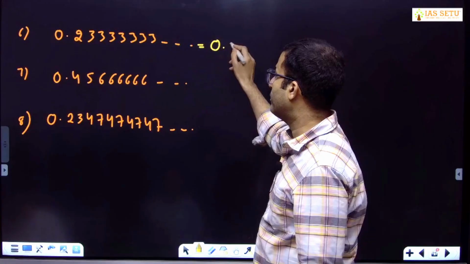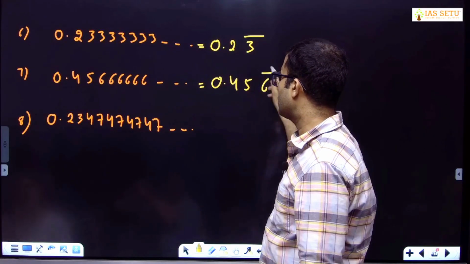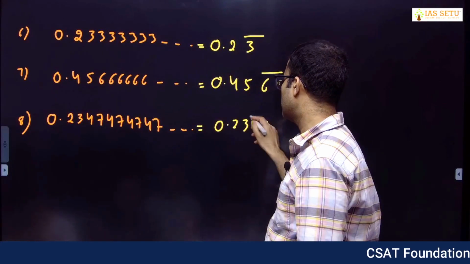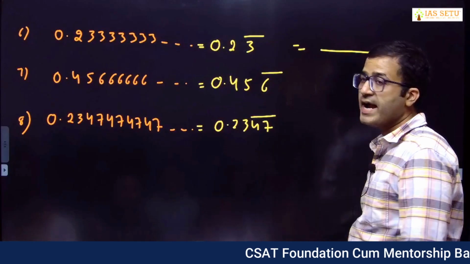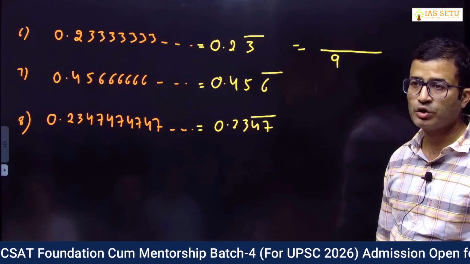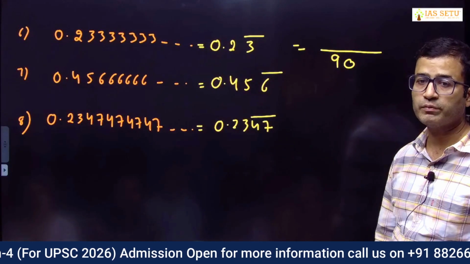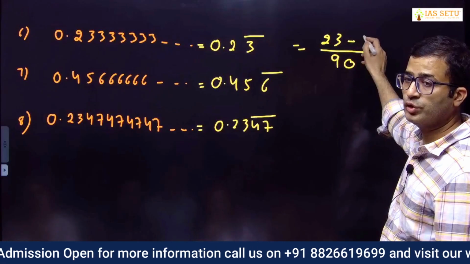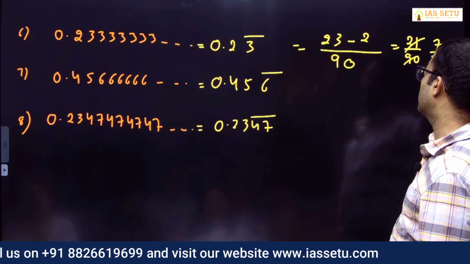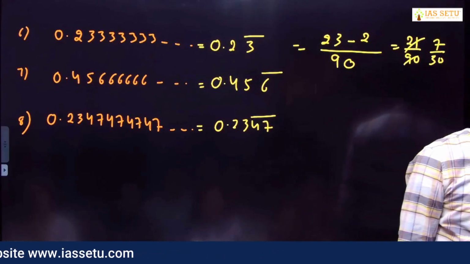Now here it is 0.2 bar on 3. This is 0.45 bar on 6. Only 6 reoccurs. Here it is 0.23 bar on 4747 reoccurs. As many 9, as many digits in the bar. So there is 1 9. As many 0, as many digits between decimal and recurring part. There is 1 digit, 1 0. What is your numerator? 23 minus 2. So it is 21 upon 90. If you simplify, 7 upon 30. So if you got 21 upon 90, good enough. 7 by 30 is better.